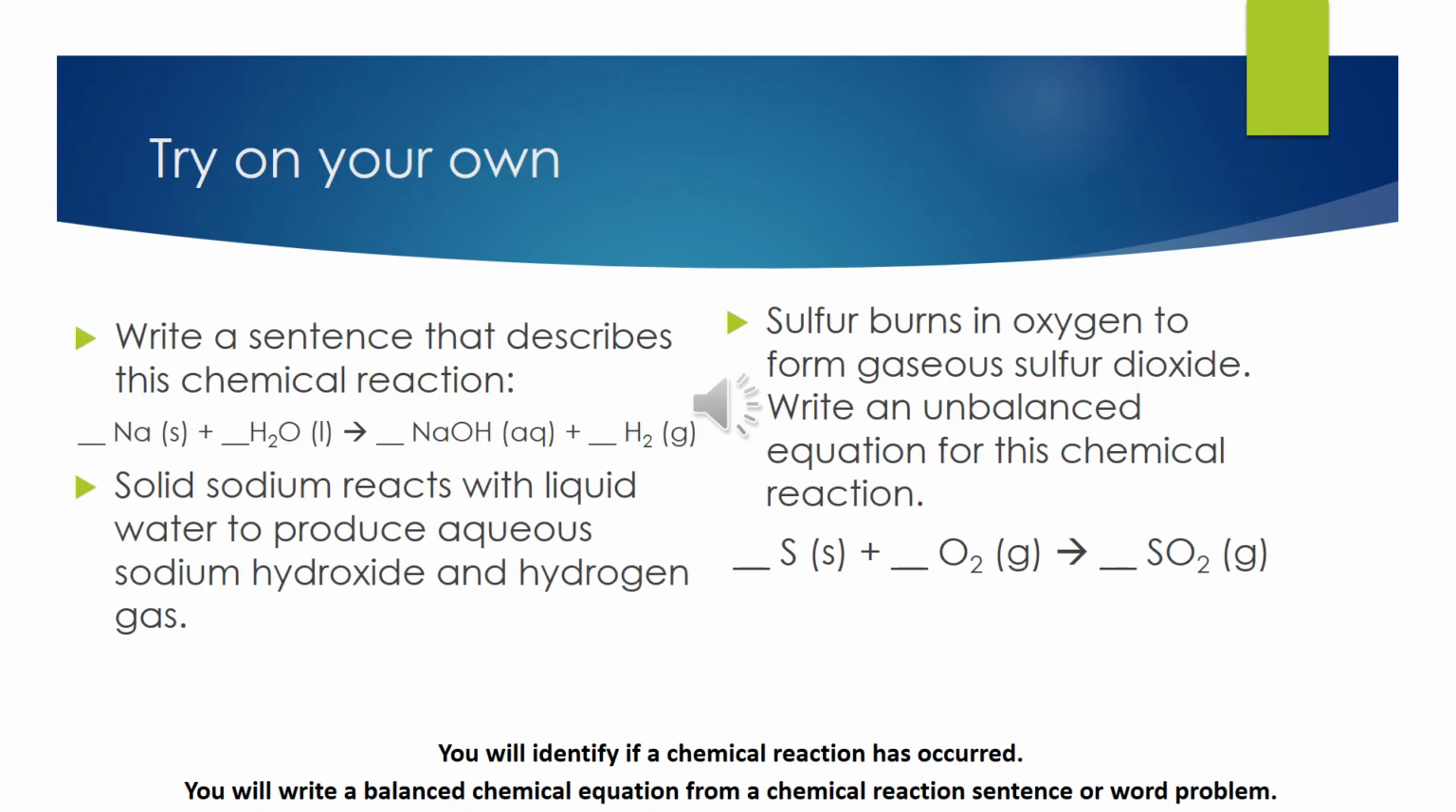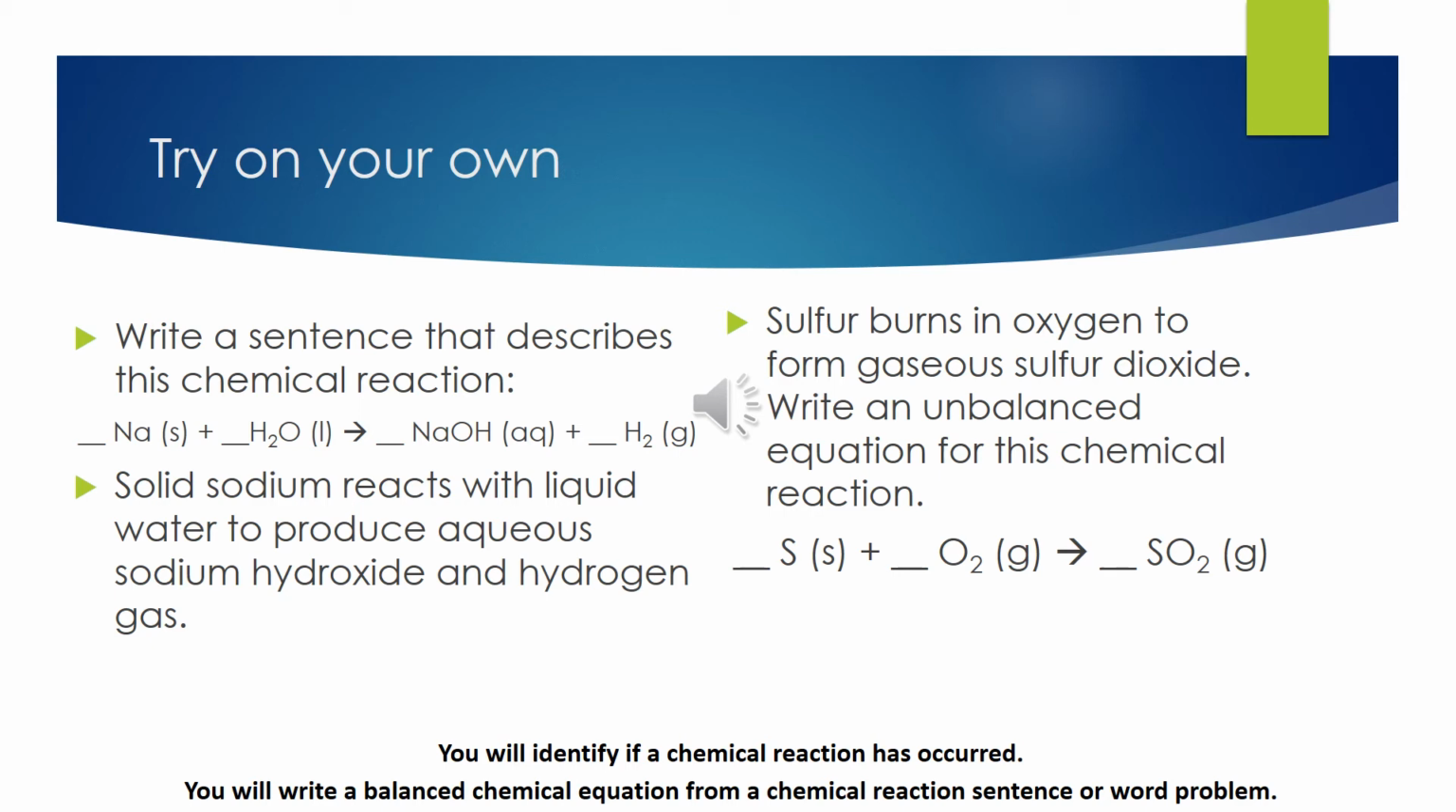You can try to write a balanced chemical equation on your own. You should be able to write a sentence that describes this chemical reaction, like Na(s) + H2O(l) → NaOH(aq) + H2(g). Solid sodium reacts with liquid water to produce aqueous sodium hydroxide and hydrogen gas.